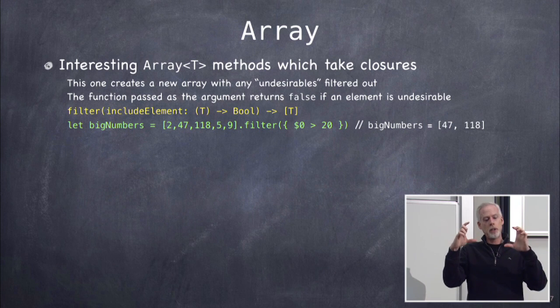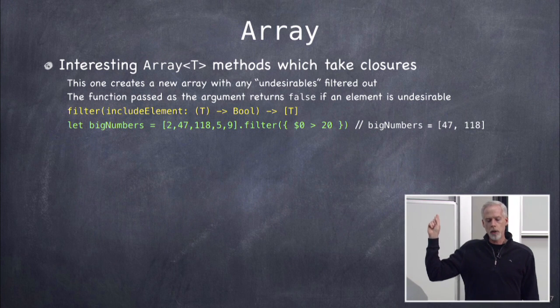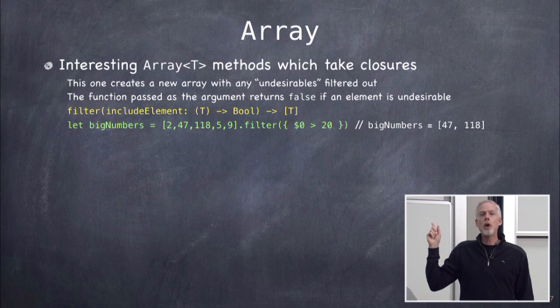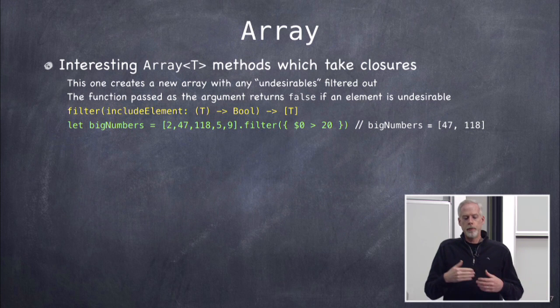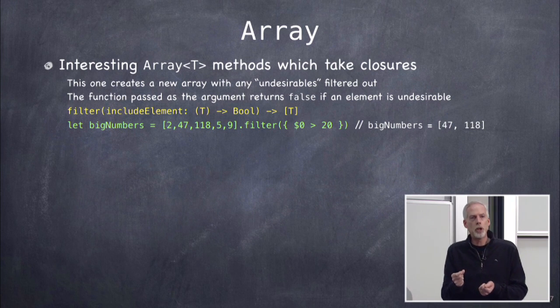Okay, so I created this array, and I'm sending it the message filter, and look what I'm providing for the argument there. That includeElement has an underbar, so you don't have to actually put the includeElement colon in there. All right, so what am I putting in there? That's a closure, right? So that means it's a function. Now Swift knows that this is a function that returns a bool, so I don't have to put the word return in there.